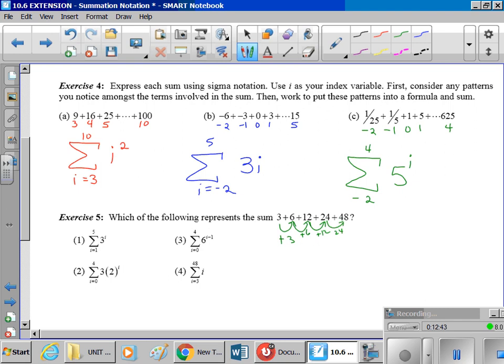And I'd like you to do me a favor and pause it and see if you can figure out which one this is. Because there's a couple of different ways that you can do this. You have 4 possibilities here. So you can generate each one of these 4 problems and see which one this is equal to.